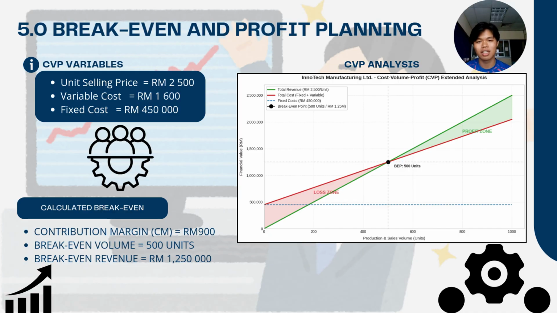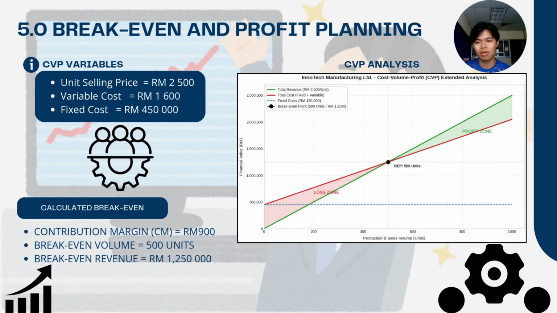However, right at the 500 unit crossover marker, the company achieves operational equilibrium. Beyond this point, the shaded green profit zone widens rapidly because our fixed overhead remains flat at 450,000 ringgit. Every unit we produce above 500 units passes its entire 900 ringgit contribution margin straight into the company's earnings.